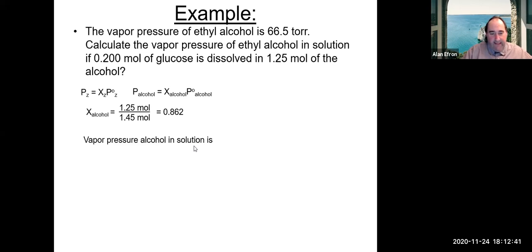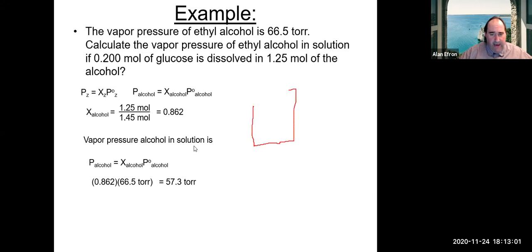Now we can calculate our vapor pressure by multiplying those two. And what we see is we end up with a vapor pressure in that solution of 57.3. And what we see is the vapor pressure goes down in this case because of that. So what we have again in this situation is just the ethyl alcohol by itself in this solution. It's kind of free to go like it normally would. It will create a certain amount of vapor over there that represents 66.5 torr.